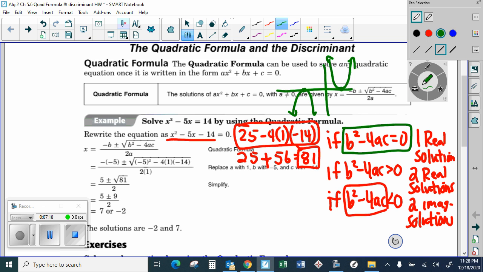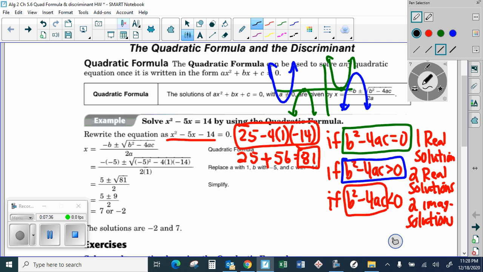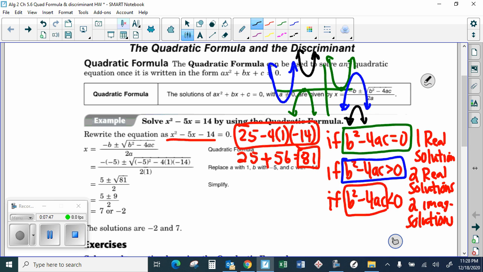If it is the blue one here, greater than 0, so you have two real solutions, then it's going to cross the x-axis twice in two different spots, either opening up or opening down. Lastly, if it's less than 0, so you get a negative answer underneath the radical, it's not going to cross the x-axis at all. The graph will be completely above the x-axis or completely below the x-axis. It will not cross the x-axis. So that's another benefit of doing the discriminant: it should tell you what kind of graph.